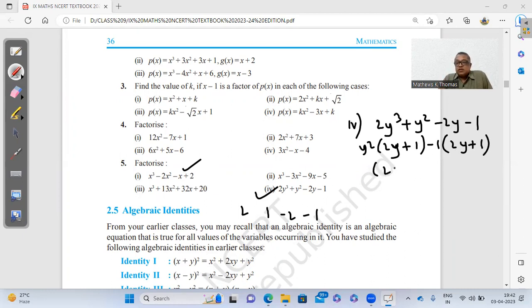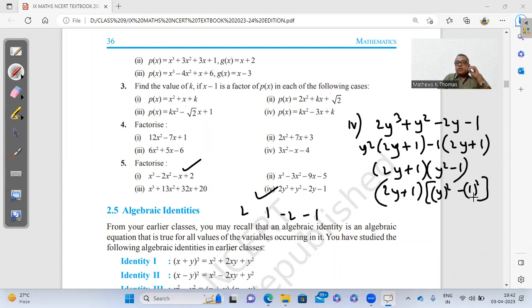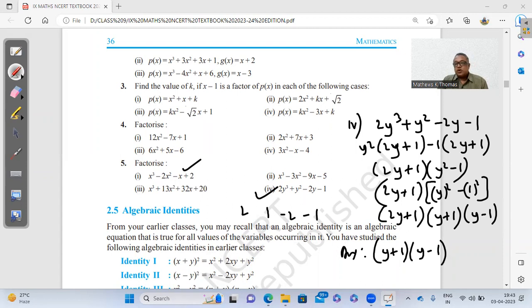So we can combine this. We get 2y plus 1 and y square minus 1. As you have done in class 9, this is a square minus b square identity because 1 can be written as 1 square, right? And a square minus b square is a plus b, a minus b. So your answer will come 2y plus 1, y plus 1, y minus 1. So we've got 3 factors for a cubic polynomial: y plus 1, y minus 1, and 2y plus 1.